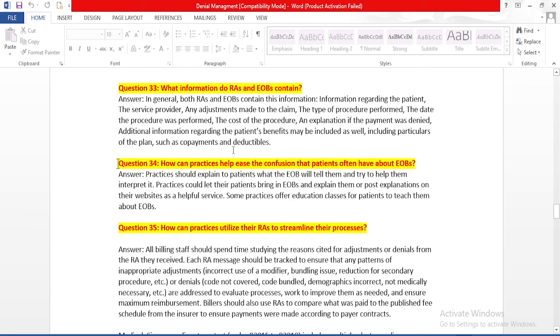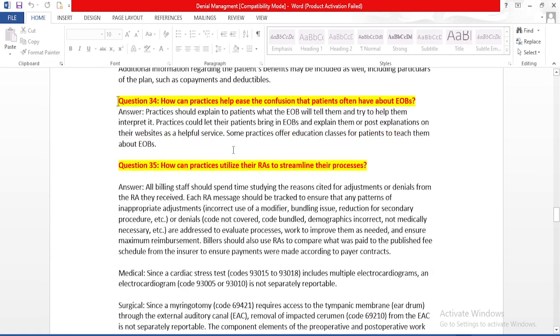Next question. What information do RAs and EOBs contain? In general, both RAs and EOBs contain this information: information regarding the patient, the service provider, any adjustments made to the claim, the type of procedure performed, the date of procedure performed, cost of the procedure, and an explanation if the payment was denied. Additional information regarding the patient's benefits may be included as well, including particulars of the plan such as co-payments and deductibles.